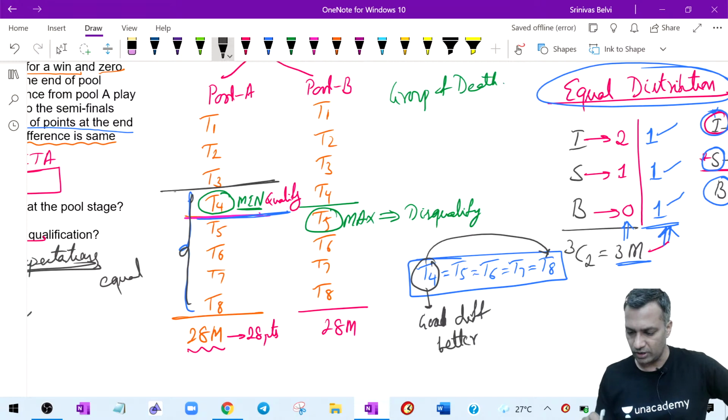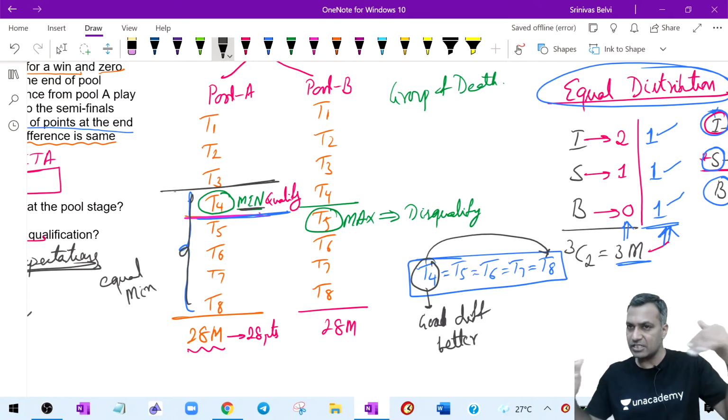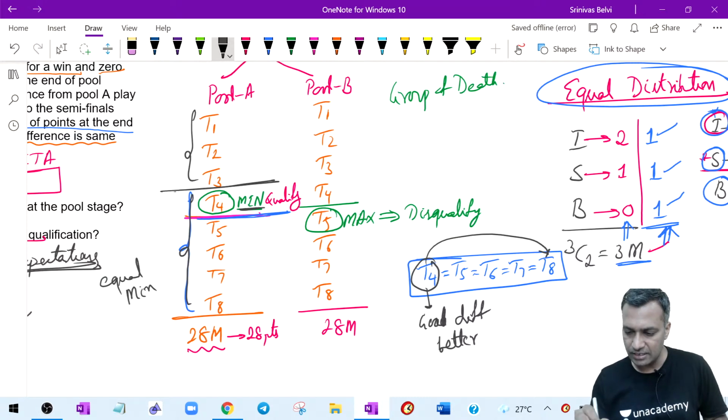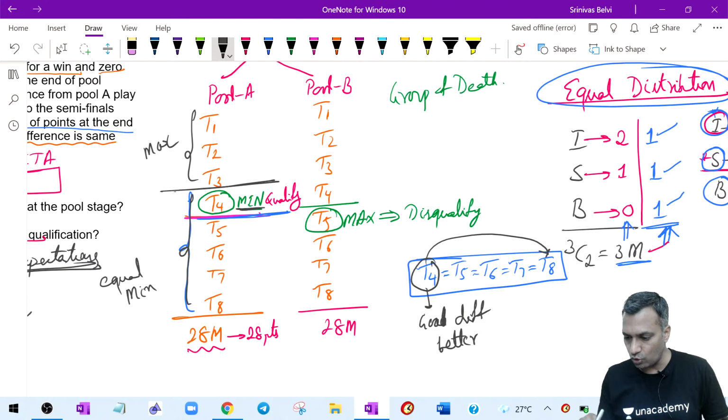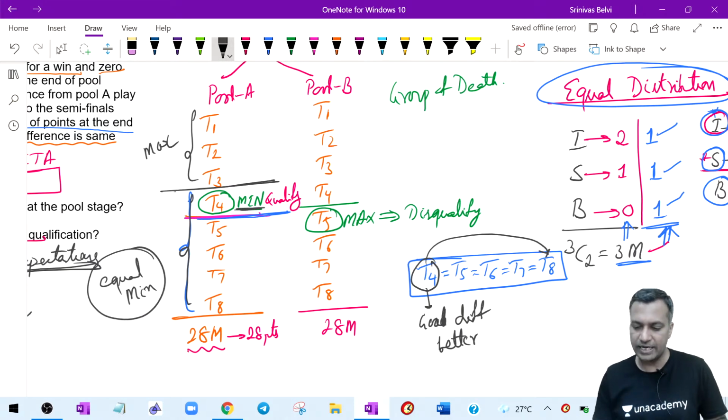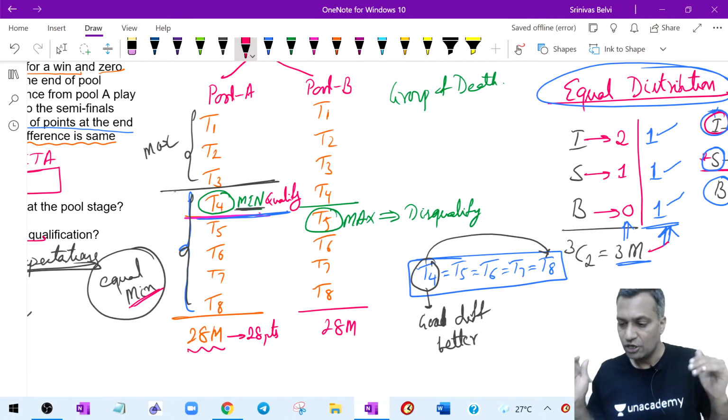What you do here is, because I want a minimum here, this should be made minimum. If that has to be minimum, then this has to be maximum. Why? Because if I want team 4 to be minimum, then the entire range should be made minimum. That's another decision there. So team 1, team 2, team 3, you make it maximum.